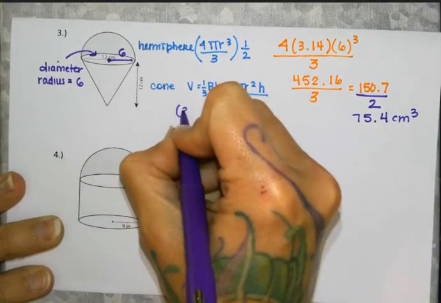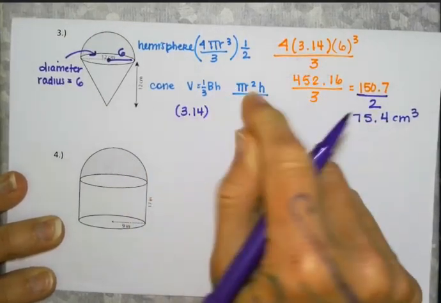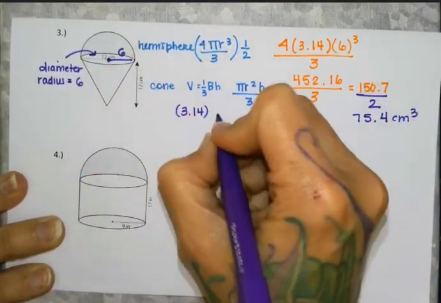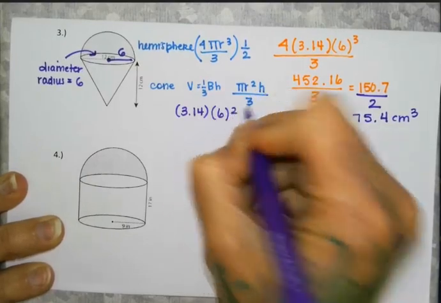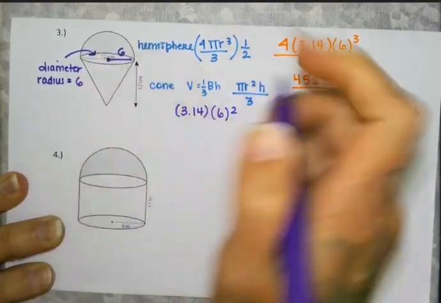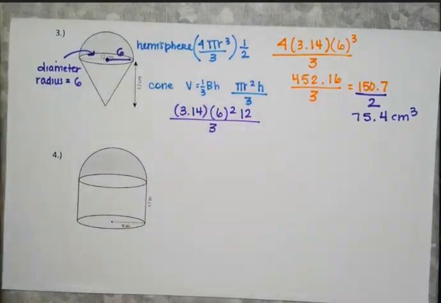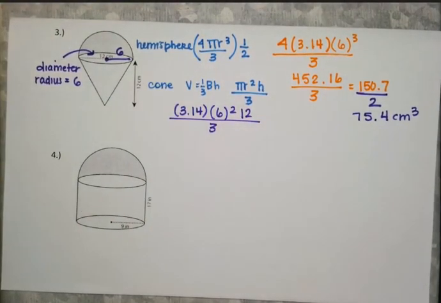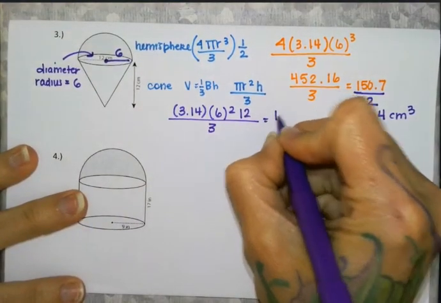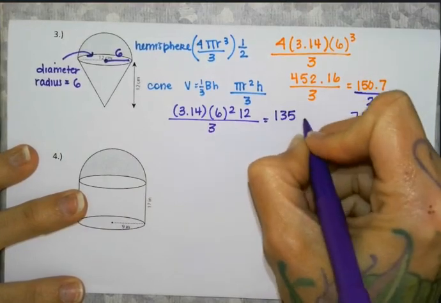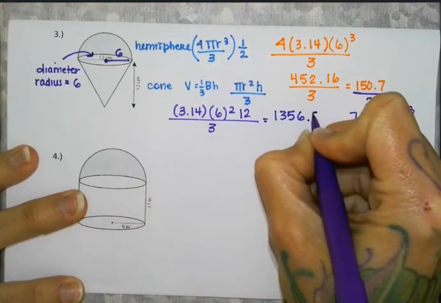Pi, we're still going to use 3.14. The radius is 6, so we're going to square it this time. The height is 12, so there are 12 in this stack, and then we pinch it off by dividing by 3, making it like a triangle. So 3.14 times 36 times 12 is 1,356.48, so that's going to be 0.5.